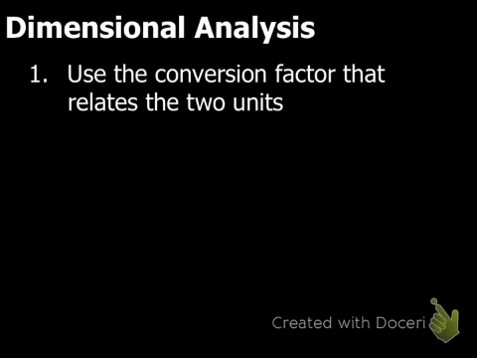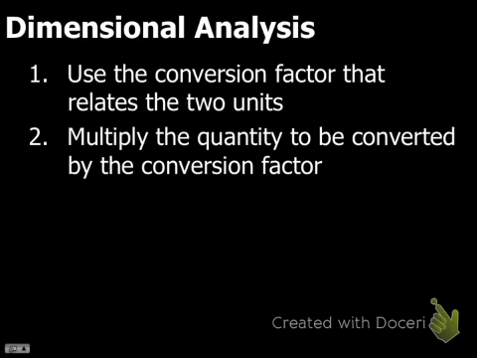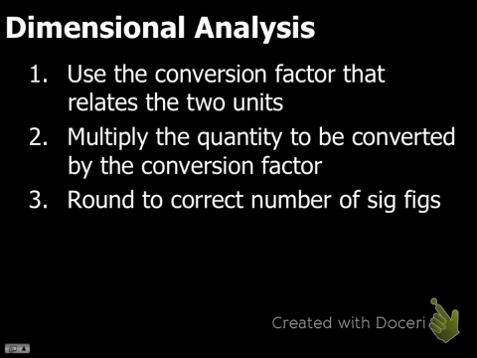So what we're going to do is go through the steps. You don't necessarily need to write these down, but this is an overview of what we're going to do, and then we'll do lots of example problems. The first step is to use the conversion factor that relates the two units you're trying to convert. Sometimes you need more than one conversion factor to get there, and we'll see some examples of that. The next step is to multiply what you're converting by the conversion factor.